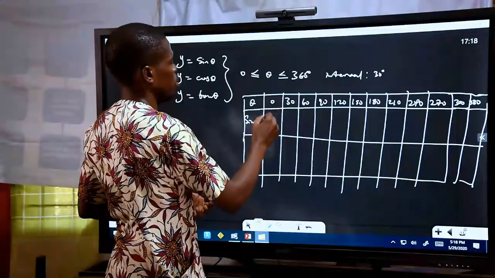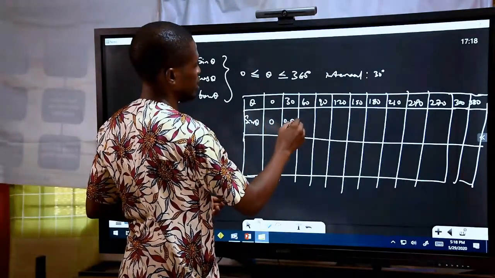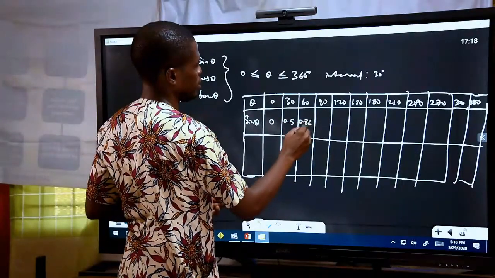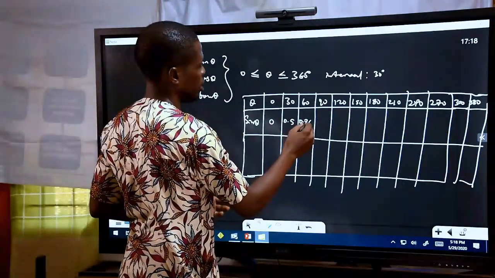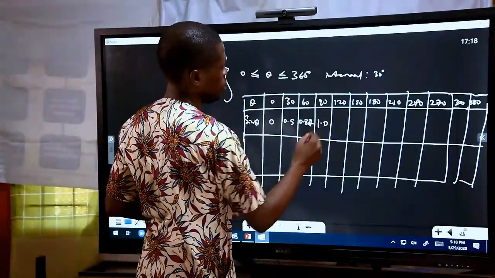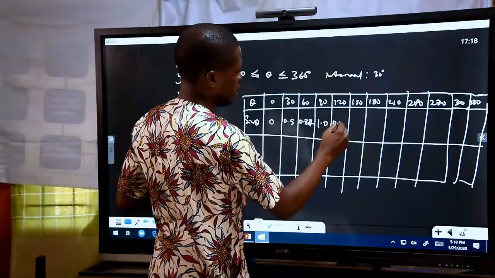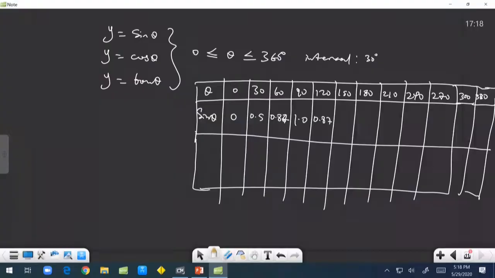Sine 0 is 0. Sine 30 is 0.5. Sine 60 is 0.866, or 0.87 approximately. Sine 90 is 1, so you can say 1.0. Sine 120 is in the second quadrant, and that is 0.87 again, the same angle. Sine 150 is the same thing as sine 30, that is 0.5. Sine 180 is 0. It returns you back to 0.